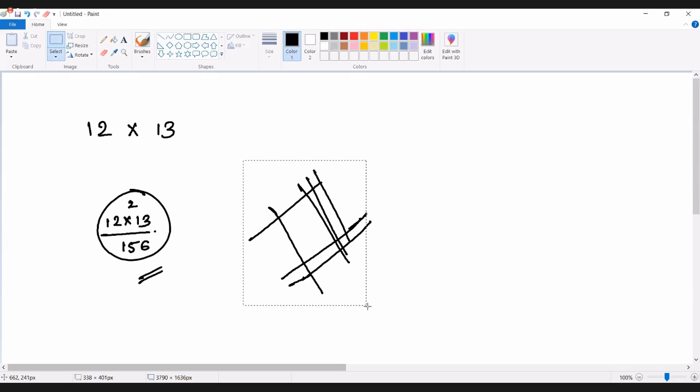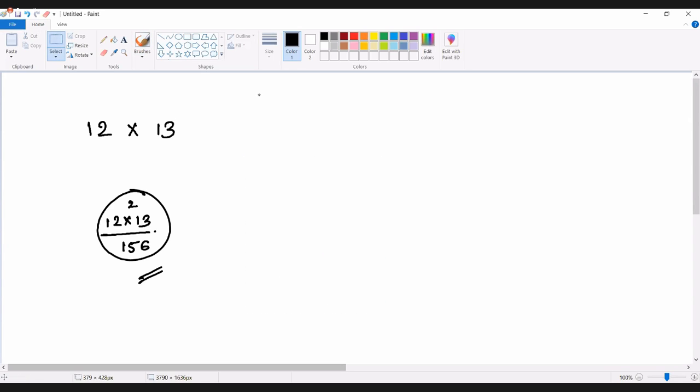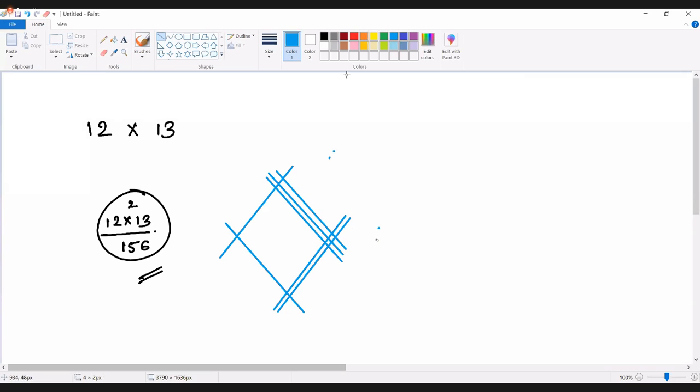So let me make it clear. 12 into 13 is there. In very simple terms, in 12, the first digit is 1 and the second digit is 2. This is going to be 12. And in 13, the first digit is going to be 1 and the second digit is going to be 3. So I am just taking 1 and 3 like this. Then you can proceed with the solution by finding the number of intersections.